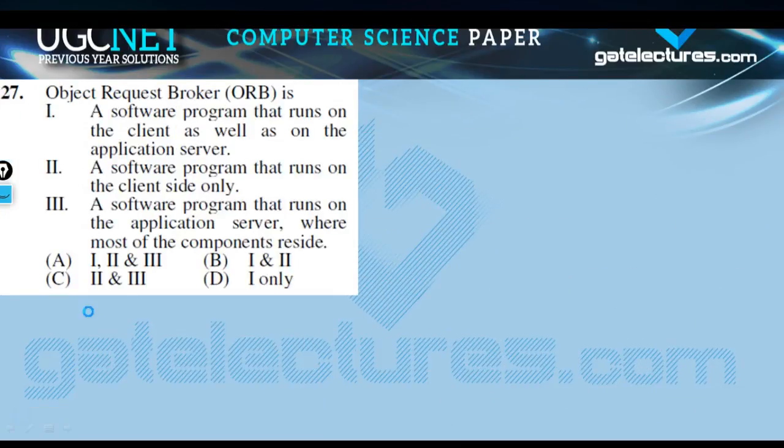Okay, so question number 27 is, Object Request Broker ORB is: first, a software program that runs on the client as well as on the application server. Second, a software program that runs on the client side only. And the third option is a software program that runs on the application server where most of the components reside.